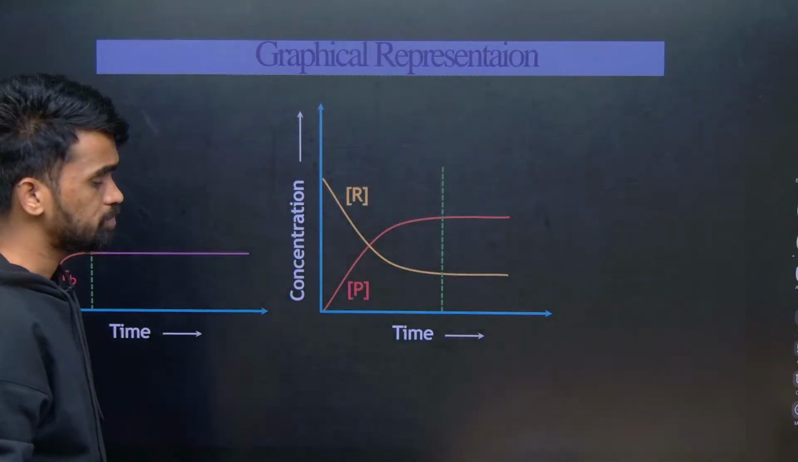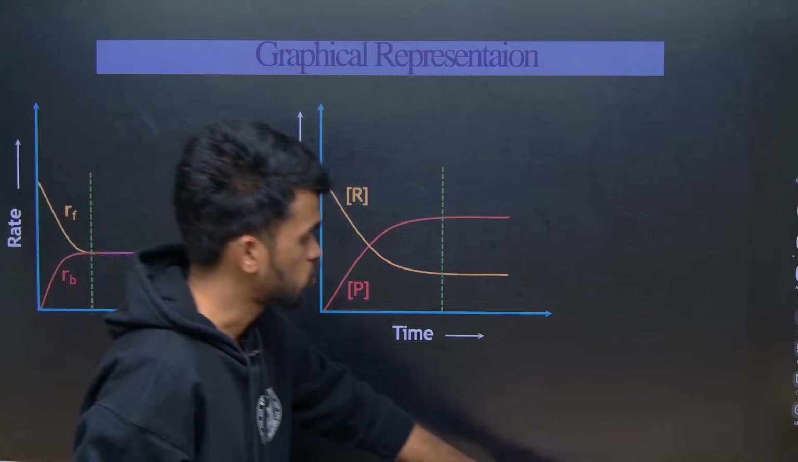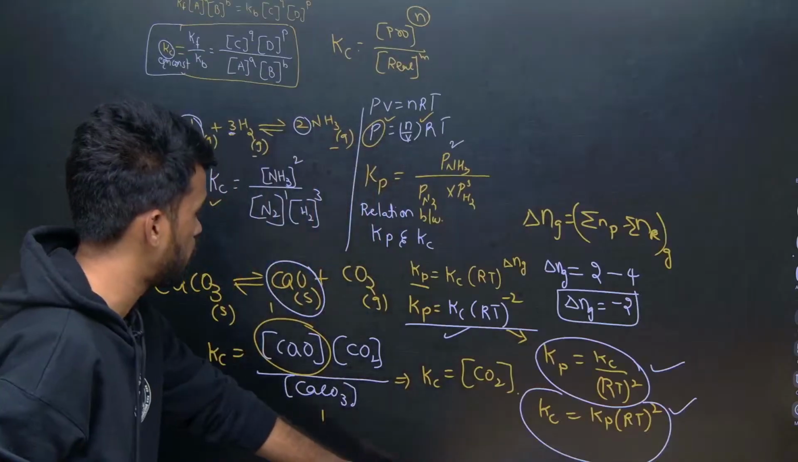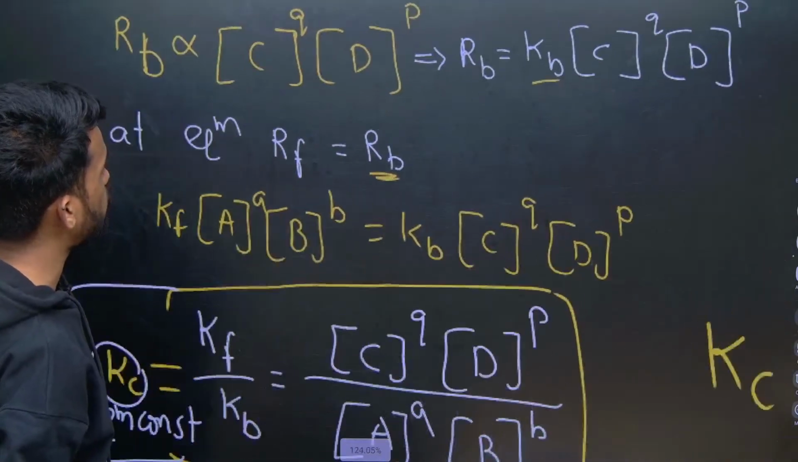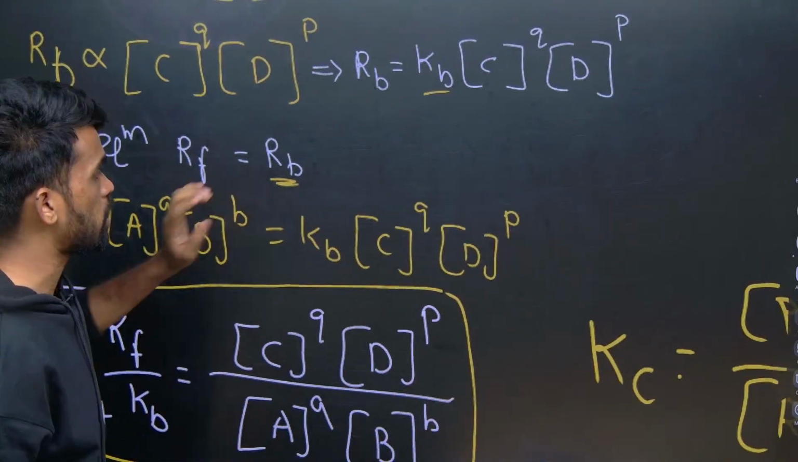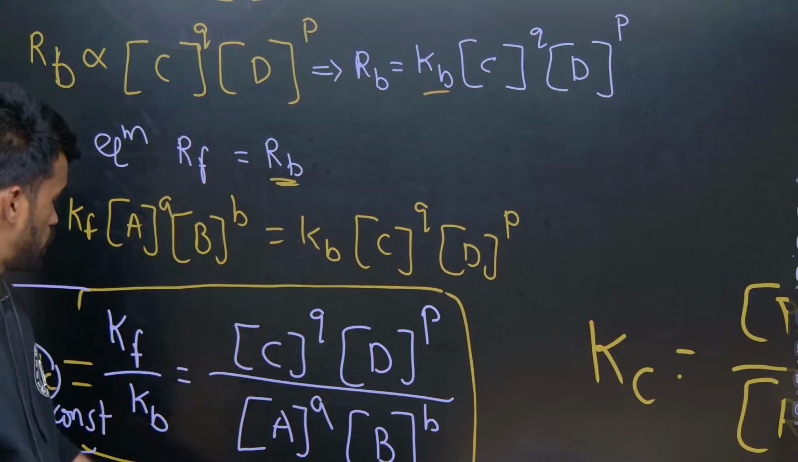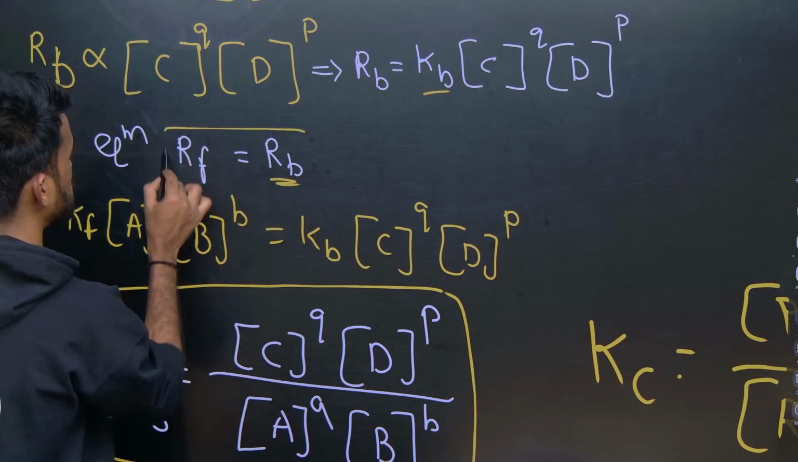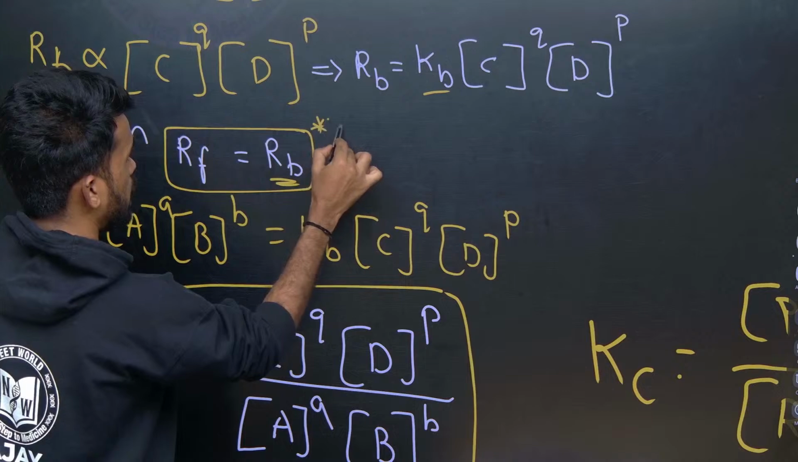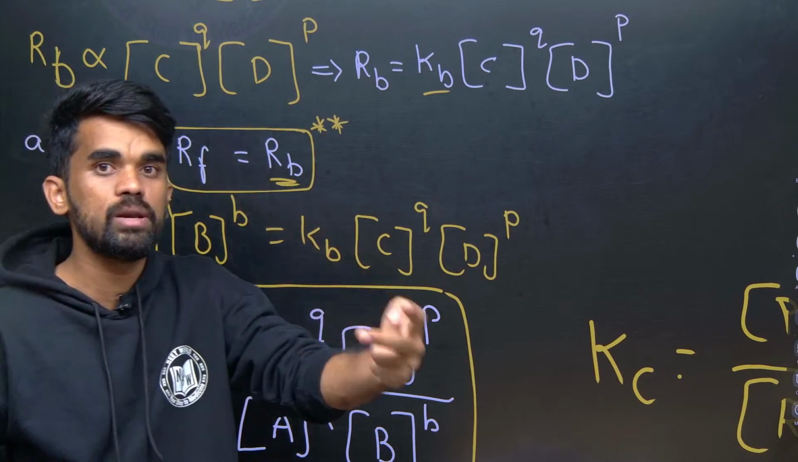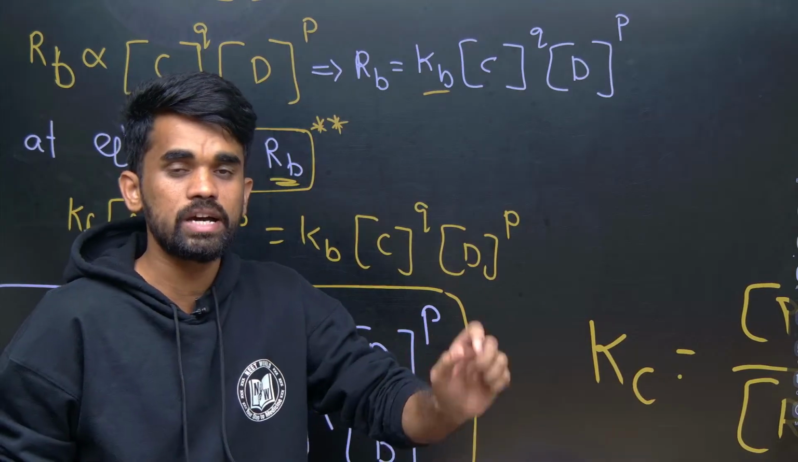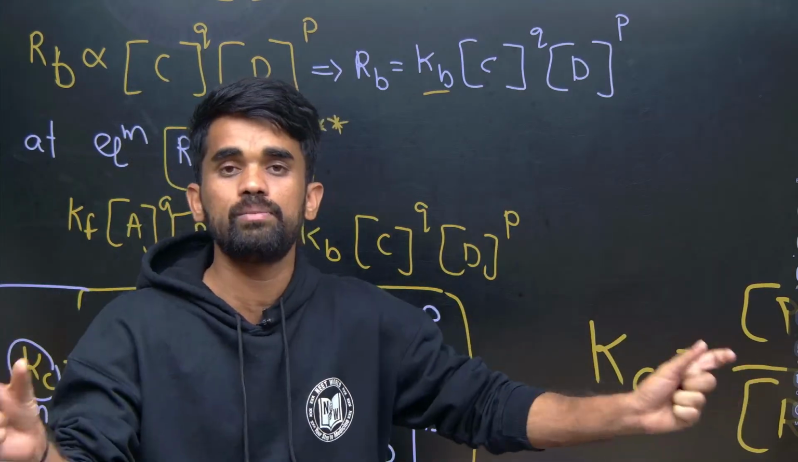Now before going to that, what I told you: at equilibrium, the rate of forward reaction equals the rate of backward reaction. This is the point I have mentioned, right? I told you only that the rates of forward and backward reactions will be equal, but I haven't told you that the concentrations of reactants and products will be equal.